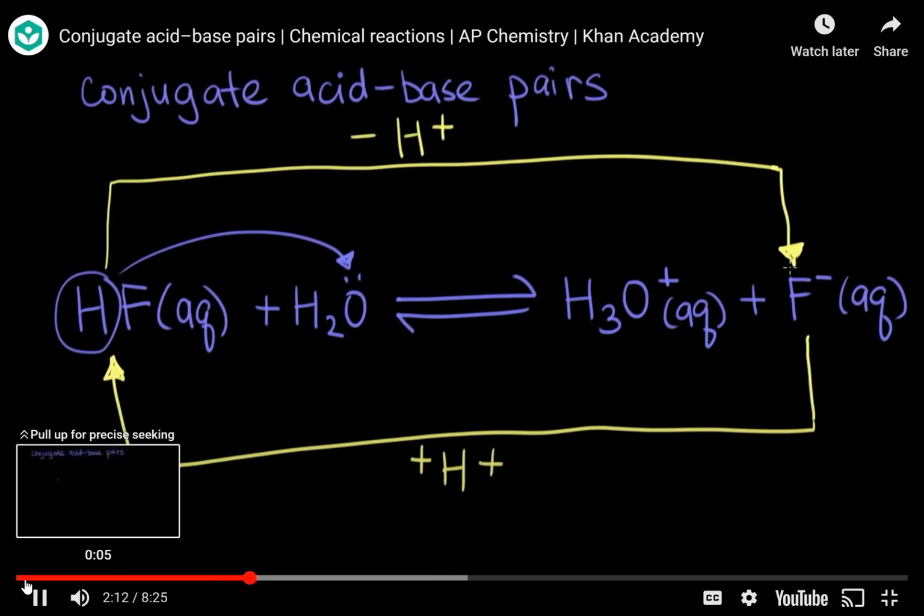And we can see a similar relationship between water and hydronium. So water here, we said water is accepting a proton from HF. So we see that water will gain a proton, and that will give us hydronium.